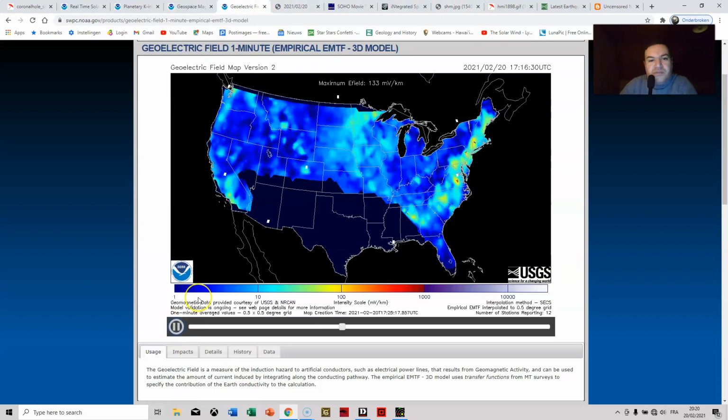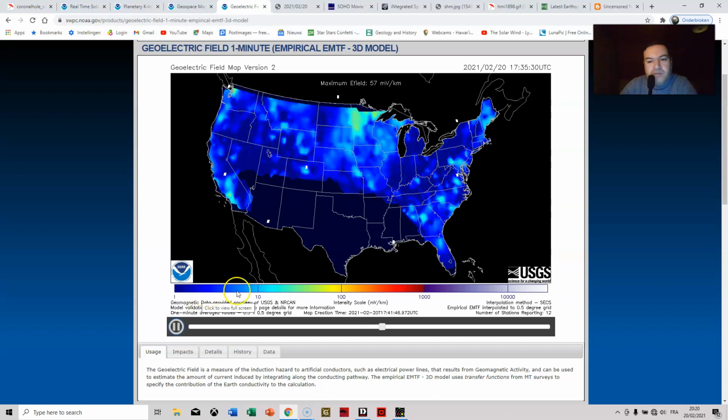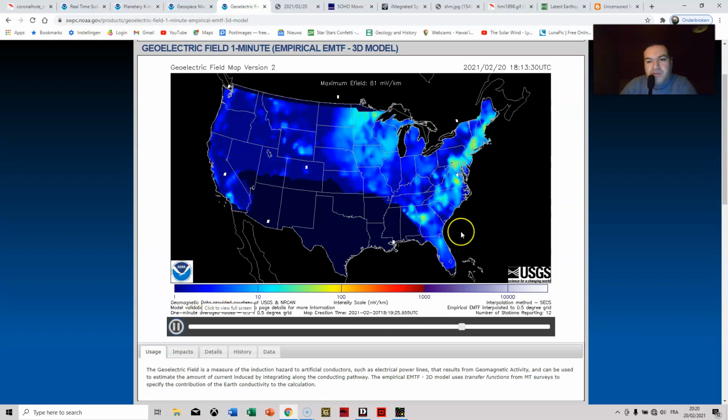The ground-induced currents are moderate to low, and they are mostly concentrated at the east coast, as you can see.